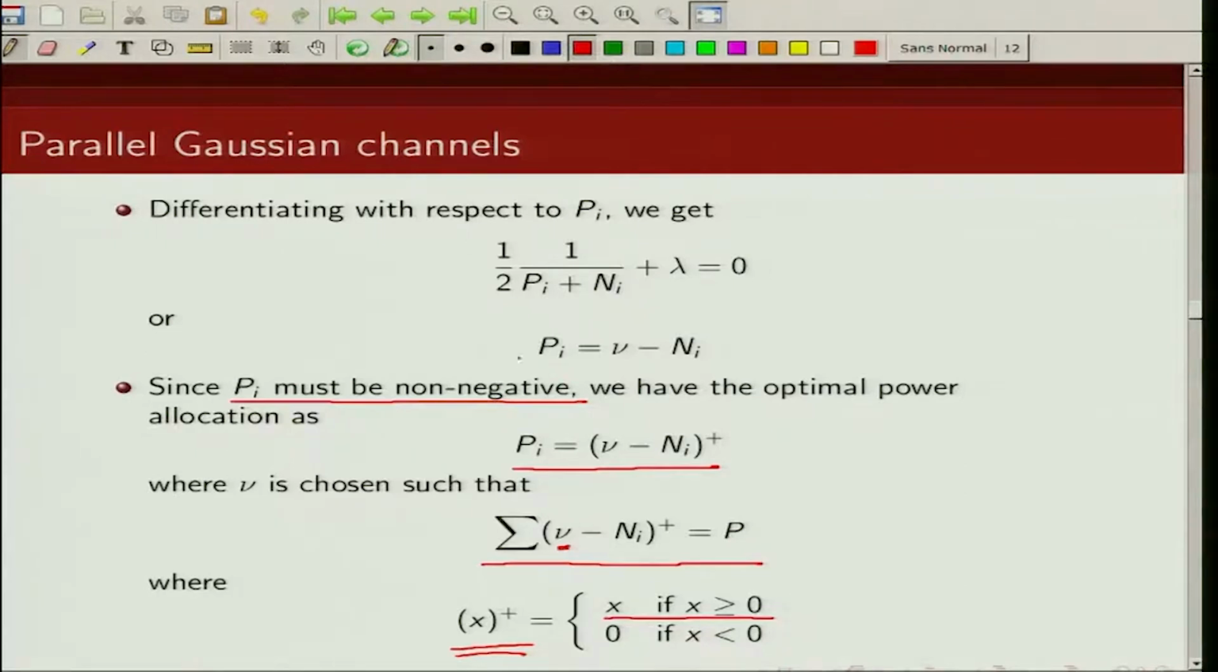Just pay a little attention to the power allocation policy that we are getting. So let's say we have some mu. Now what does it say? If the noise is less in a particular ith channel, you are going to allocate more power, whereas for the channels which have higher noise, you are going to allocate less power. So that's what this optimal policy is saying.